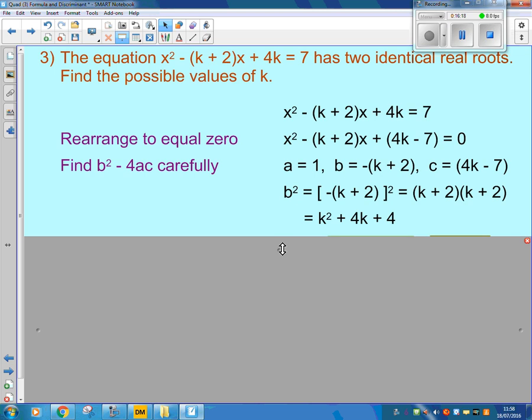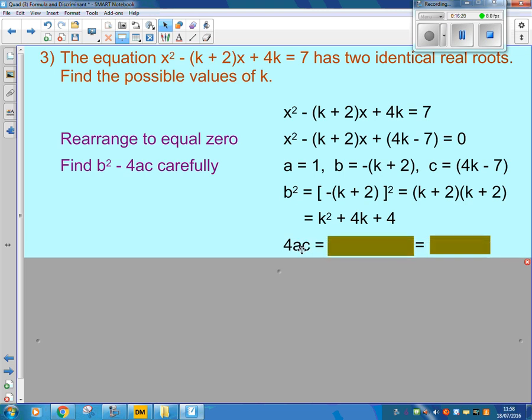Okay, 4ac. 4 times 1 times 4k minus 7. Well, times 1 doesn't make any difference. You're left with 4 times 4k minus 7. 4 times 4k, 16k. 4 times minus 7, minus 28. So, we've got b squared there. We've got 4ac here. You want b squared minus 4ac.